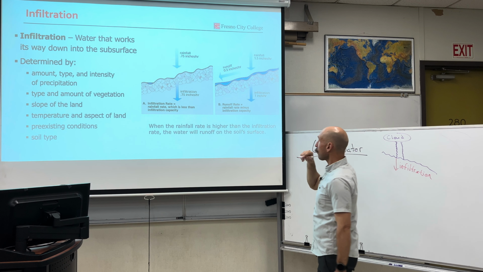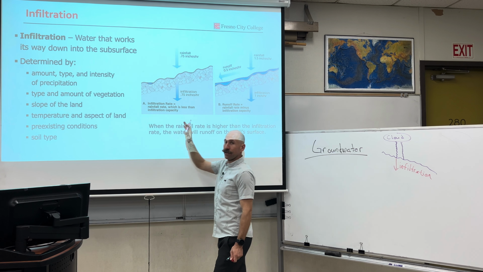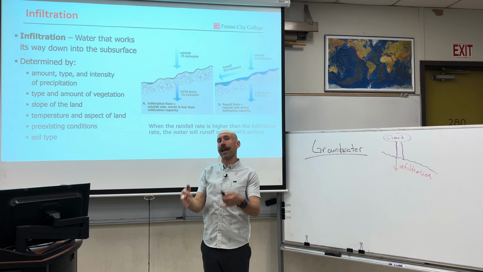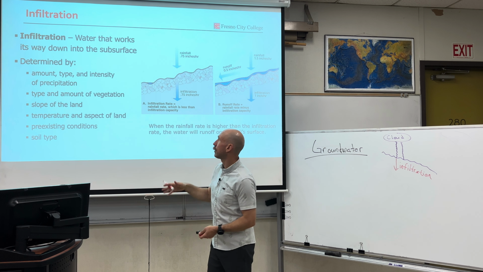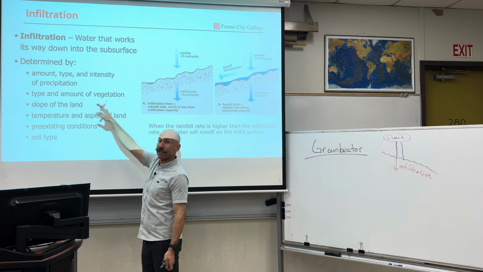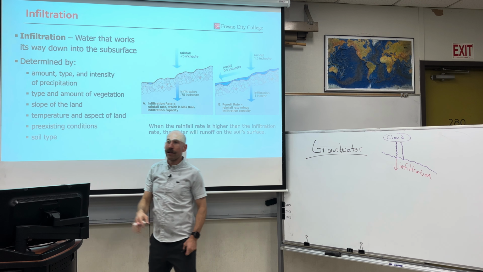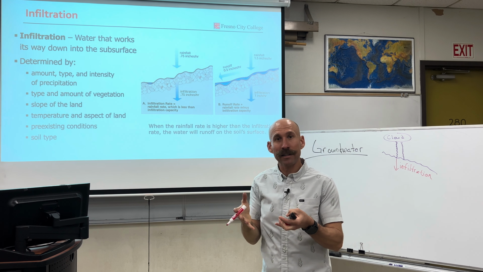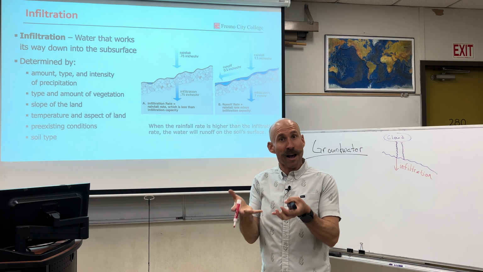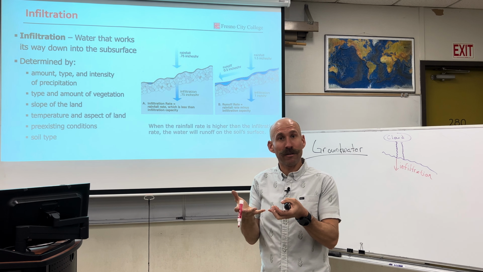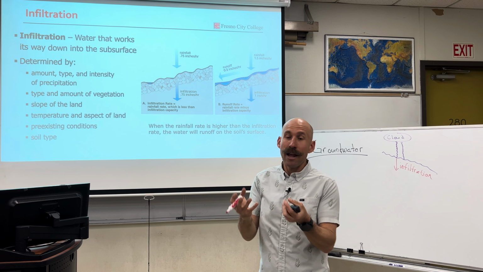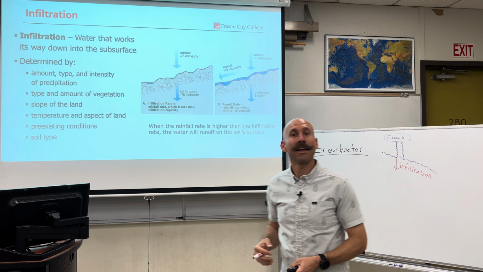infiltration. Now, the infiltration rates, how much water and how fast that water can make its way down into the surface, are determined by the amount, type, and intensity of precipitation. This is why in big rainstorms, sometimes it rains so hard and so fast that the water pools up on top of the ground. But then, by magic, it's not magic, it's infiltration, it makes its way into the ground.